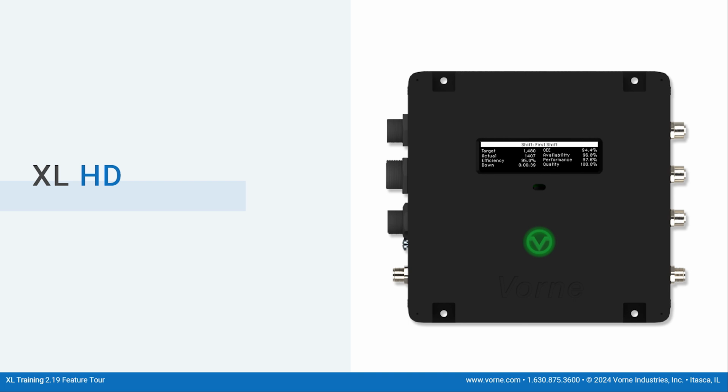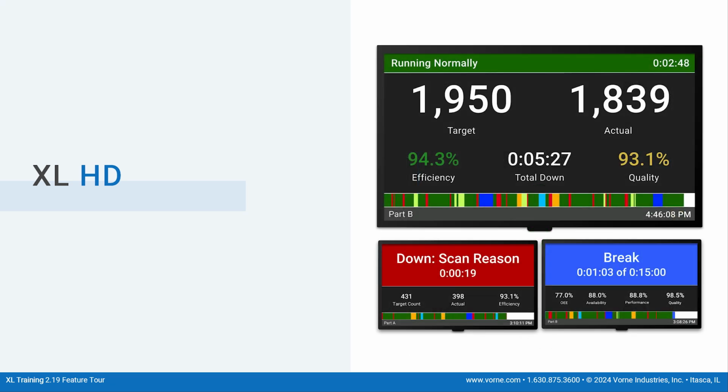Much of our effort during 2.19 development has been for our brand new product, the XL HD. Like all XL models, the HD boasts fully integrated hardware and software for monitoring and radically improving production. What sets the XL HD apart is its small size and integrated HDMI port, so you can connect any size plant floor scoreboard you want. XL automatically generates beautifully formatted contextual information that is optimized for your operators.